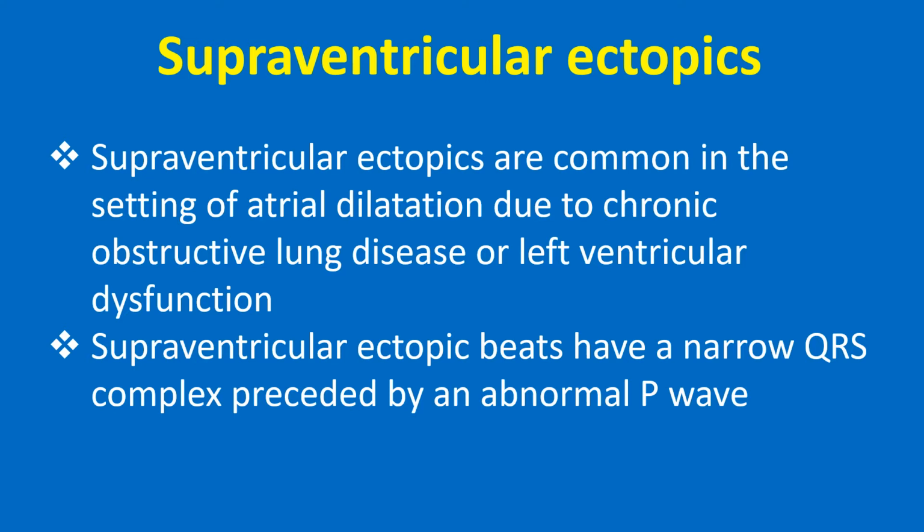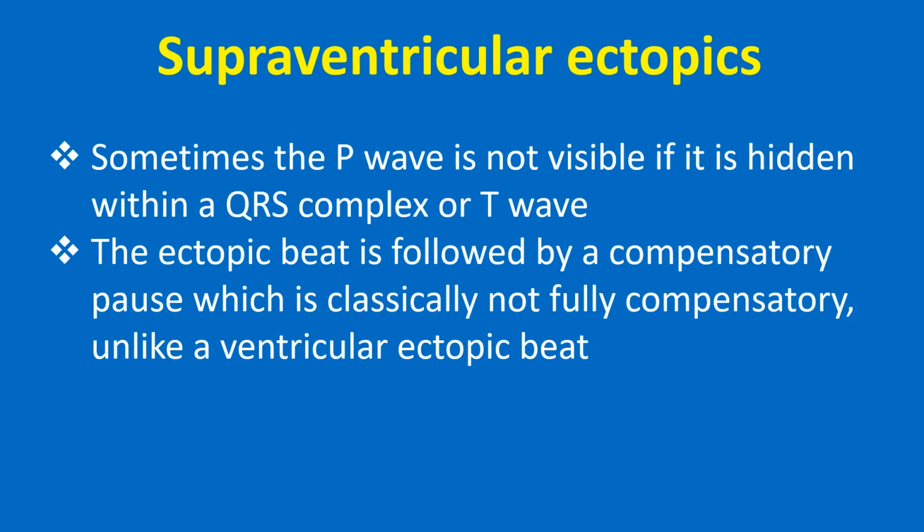Supraventricular ectopic beats have a narrow QRS complex preceded by an abnormal P wave. Sometimes the P wave is not visible if it is hidden within a QRS complex or T wave. The ectopic beat is followed by a compensatory pause, which is classically not fully compensatory, unlike a ventricular ectopic beat.